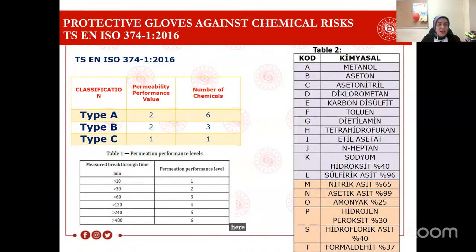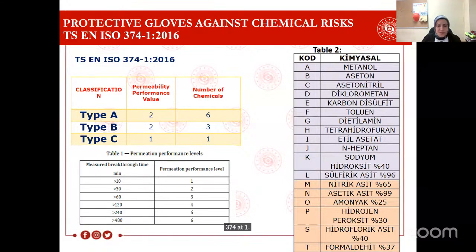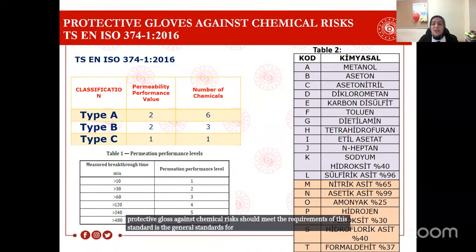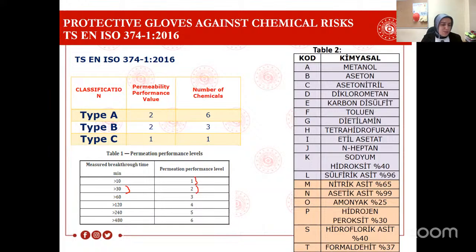Here are the protective gloves against chemical risks. The standard for chemical risks is EN 374-1. Protective gloves against chemical risks should meet the requirements of this standard. This is the general standard for chemical risks. According to the standard, there are 3 types: type A, type B, and type C. Permeability, performance value, and number of chemicals are important. For permeability performance, if the value is 2, that shows that the measured breakthrough time is bigger than 30 minutes. If it's 1, that shows us the measured breakthrough time is bigger than 10.